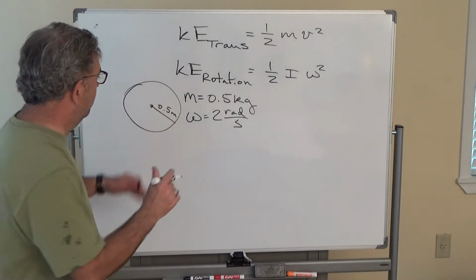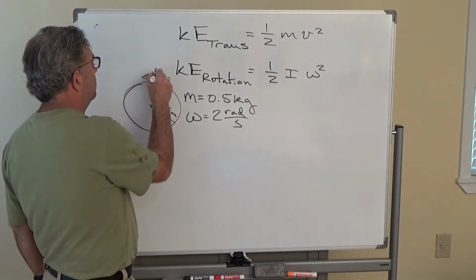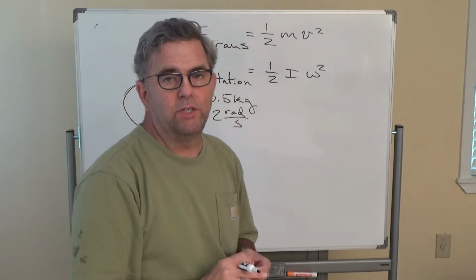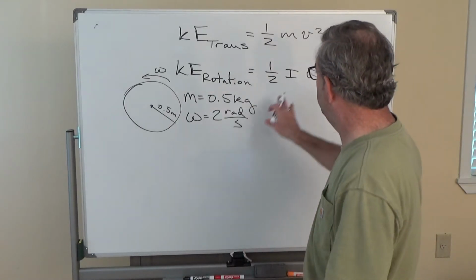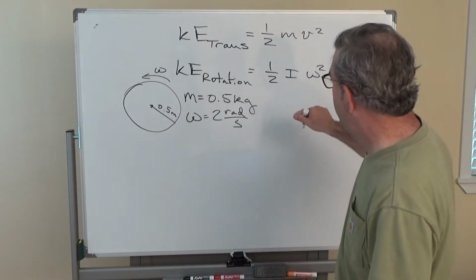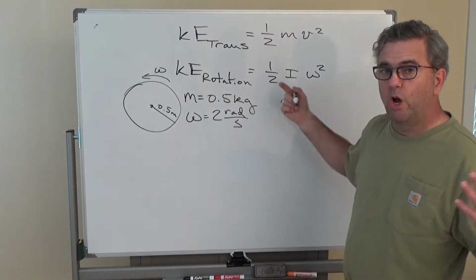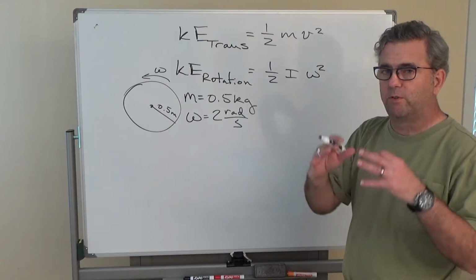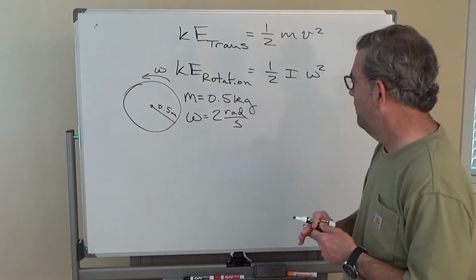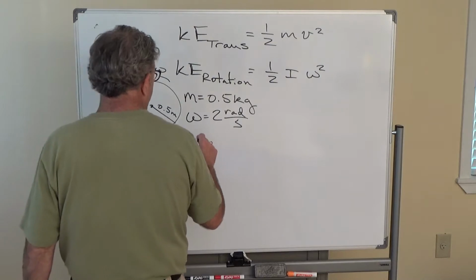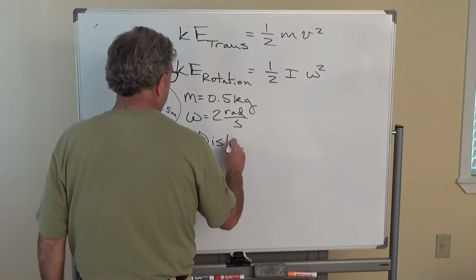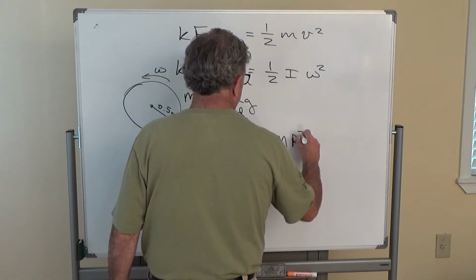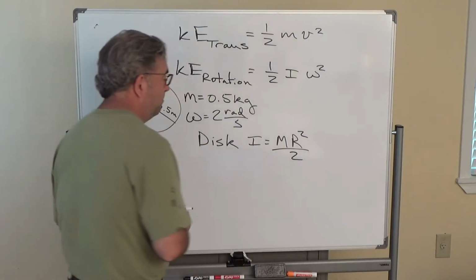So that's its angular velocity. Let's say it's rotating this way. Doesn't really matter. And you want to calculate the kinetic energy of this object. Well, you just plug it in. However, you have to know the moment of inertia. Is it a disk? Is it a ring? Is it a sphere? Is it a spherical shell? Whatever it is. In this case, I said it was a disk, so I is equal to mr squared over 2.